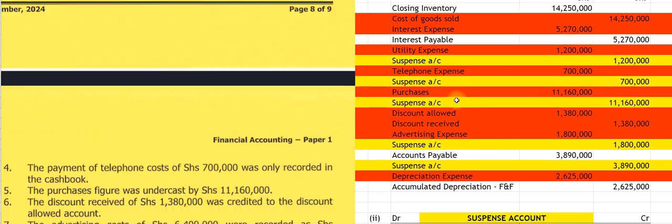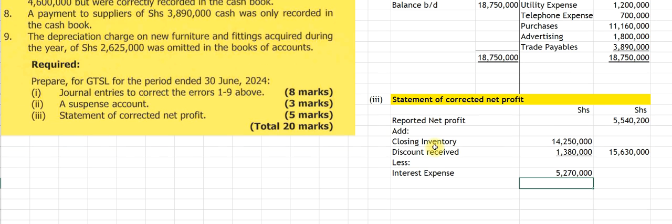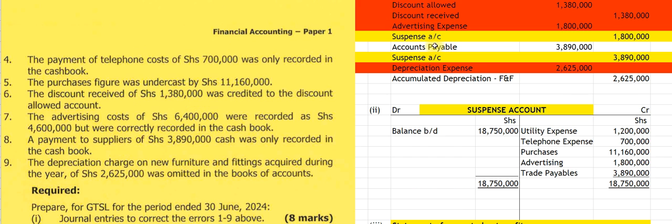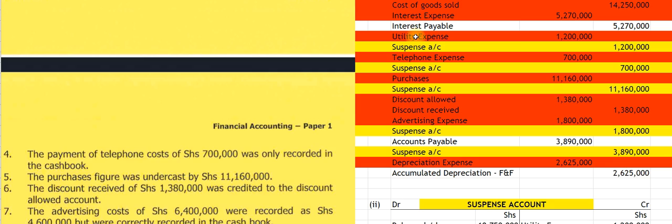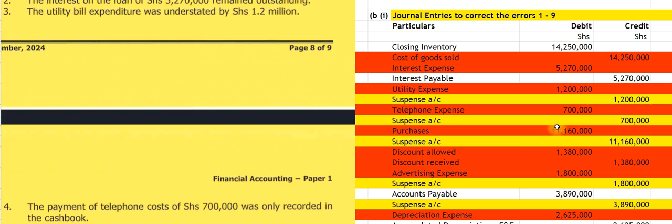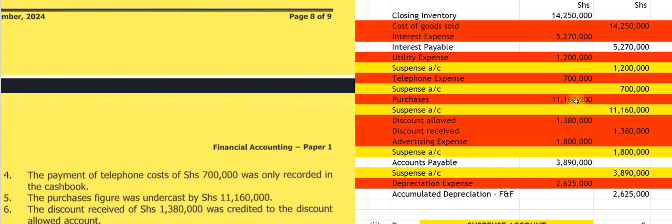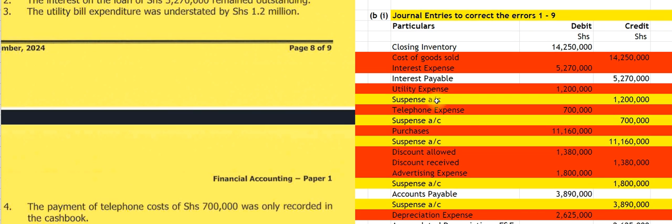Then you have utility expense as well. Utility expense, the bill was understated, so you have to increase the expense, and when you increase the expense, profit will reduce. So utility expense, how much? That's 1.2. Then what else do we have? Utility expense, we have recorded that.